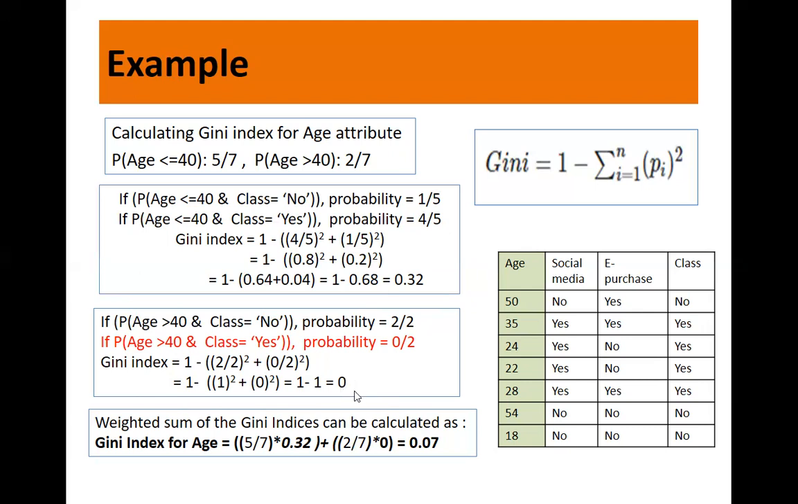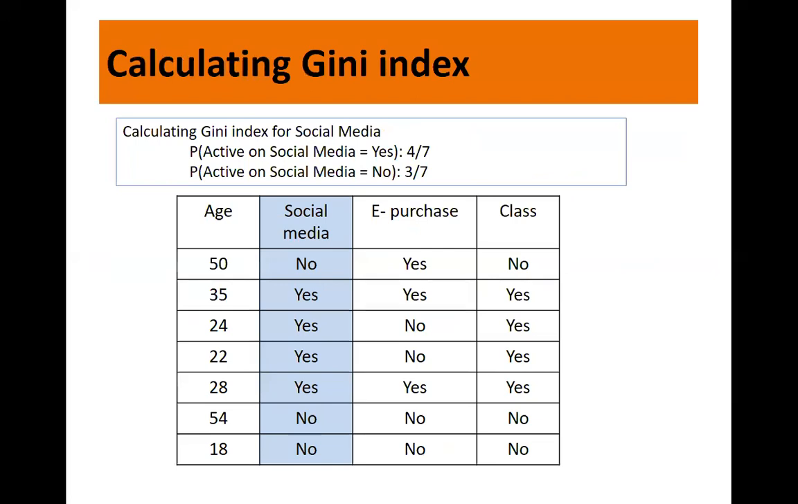So the weighted sum of the Gini indexes can be calculated as the Gini index for the age. Now we calculated the Gini index for the subsets of the age. The Gini index for the age is 5/7 into 0.32 plus 2/7 into 0, which is nothing but 0.07. Right? Gini index for the attribute age is 0.07.